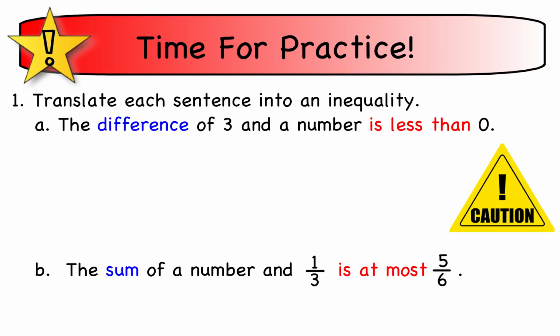So when we have the word difference, it means we're going to be subtracting something. So we're going to subtract the difference of 3 and a number, we'll just call it n, we don't know the number, is less than, so we have the word is, so we're going to go is less than 0. Now, it does not say to solve this, it only says to translate it. So for these problems, that's all you need to do is translate.